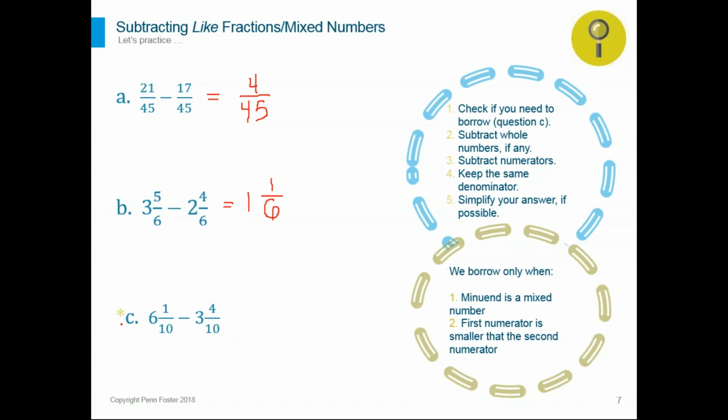The last one has a star, and that star means that this question is a special kind of question. Some subtraction problems may require the method of borrowing. We know that we have to borrow when the denominators are the same, we have a mixed number in the minuend, and the numerator on the first one is less than the numerator on the second one. 1 minus 4, we cannot do that. So we have to borrow. We borrow a 1 whole from the 6, give it to that fraction part, and then try again to subtract. So we overcome the fact that the first number is smaller than the second number.